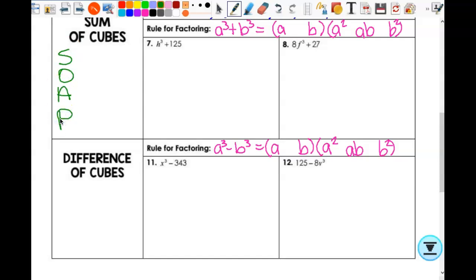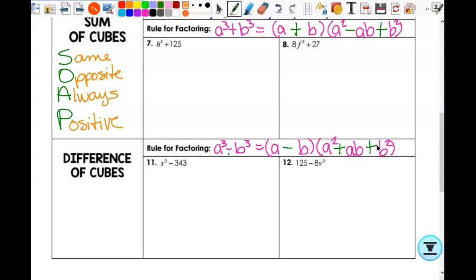Okay, so to figure out the signs, we use SOAP. Okay, SOAP is your savior for sum and difference of cubes. This stands for same, opposite, always positive. Same, opposite, always positive. This is what this means. This is the sum of cubes right here that we are factoring. So this sign is plus, so it's the same. It's the opposite. It's always positive. This one is the difference, so the sign is the same. Opposite, always positive.